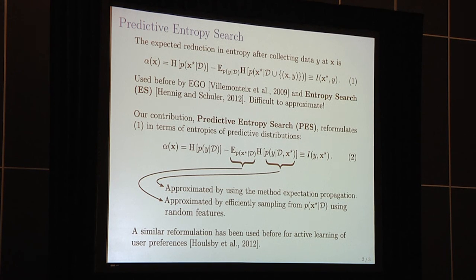Since the mutual information is a symmetric function, we can then swap the role of these two variables, x star and y, and we obtain this new reformulation of the acquisition function shown in equation 2 that is easier to approximate because it depends on the entropies of predictive distributions that are easier to approximate in practice. Since our new formulation only depends on these entropies of predictive distributions, we call our method predictive entropy search.